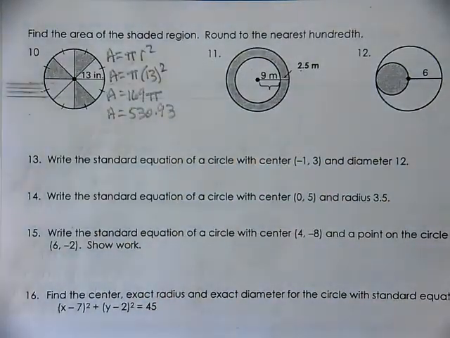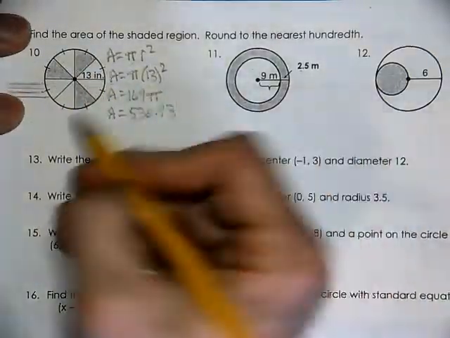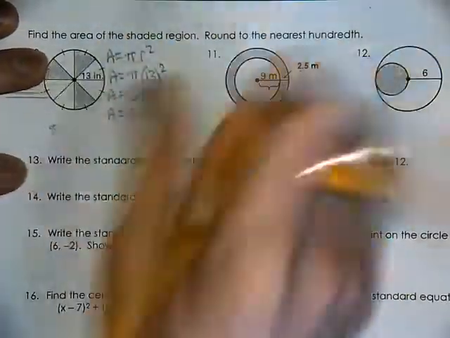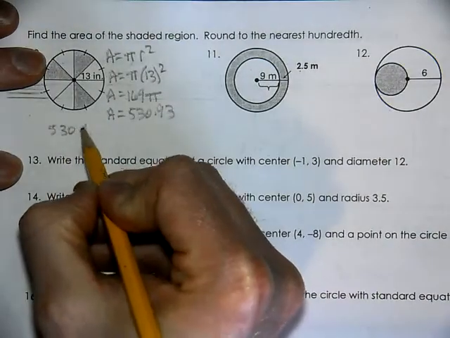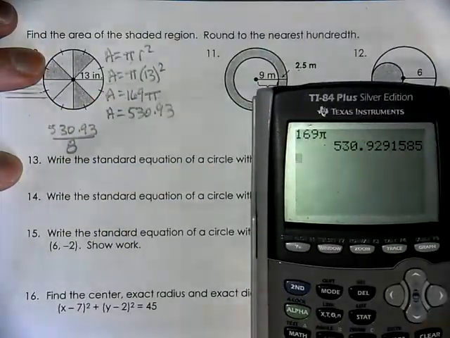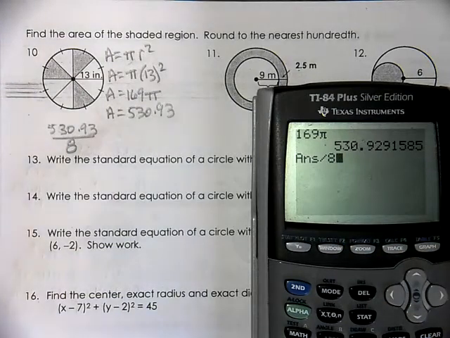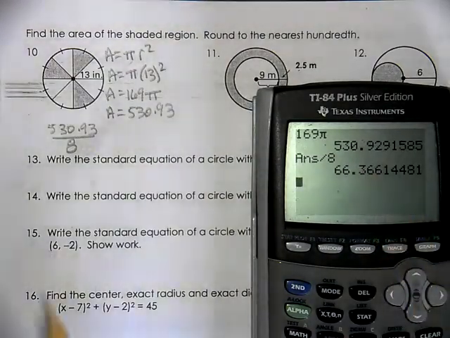Now that's the whole circle. So we need to divide that by 8 equal pieces because there's 8 sectors in here. So 530.93 divided by 8. Again, don't retype it. Just use your exact answer so it uses the ANS. So we get 66.37.